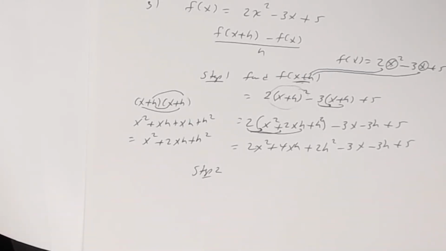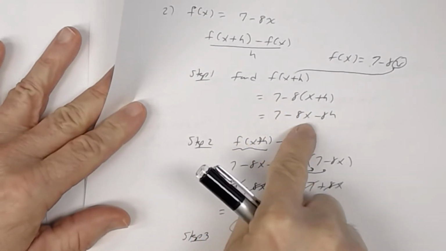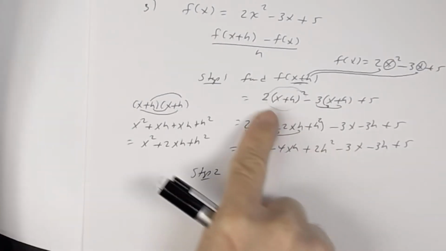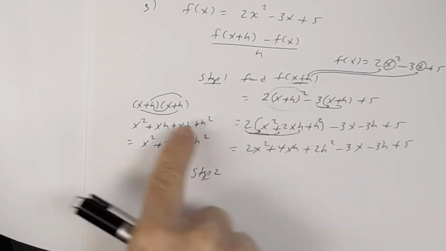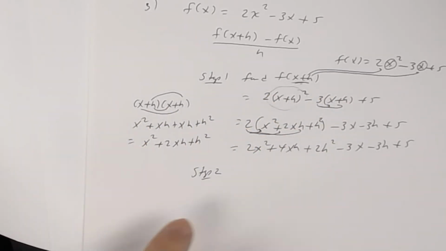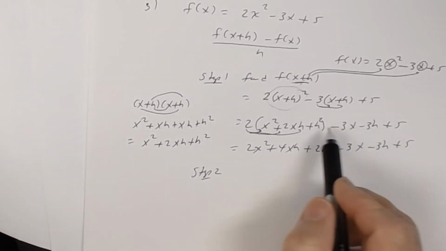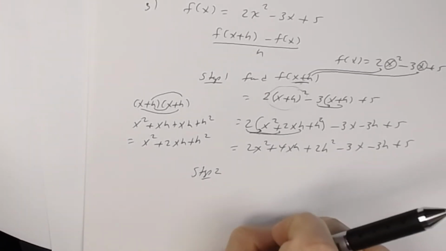Okay, step 2. So you see how much more involved this was? When you had a linear function, step 1 was fairly straightforward, right? Step 1 in a quadratic, there's a little bit of work you had to do. Now be careful with your distributing. You could easily make a mistake that messes you up.